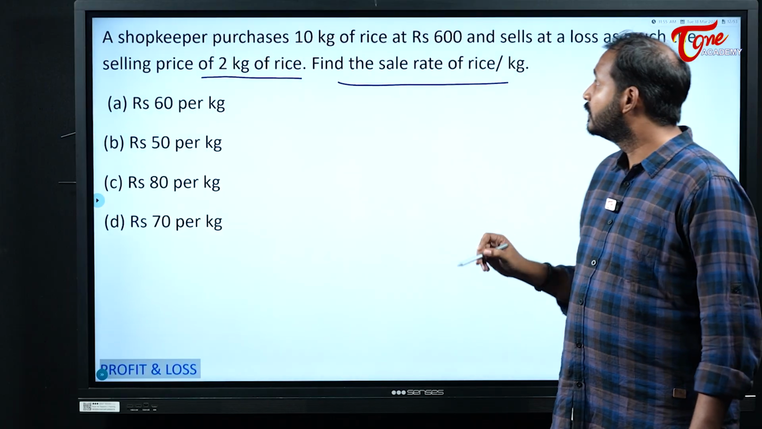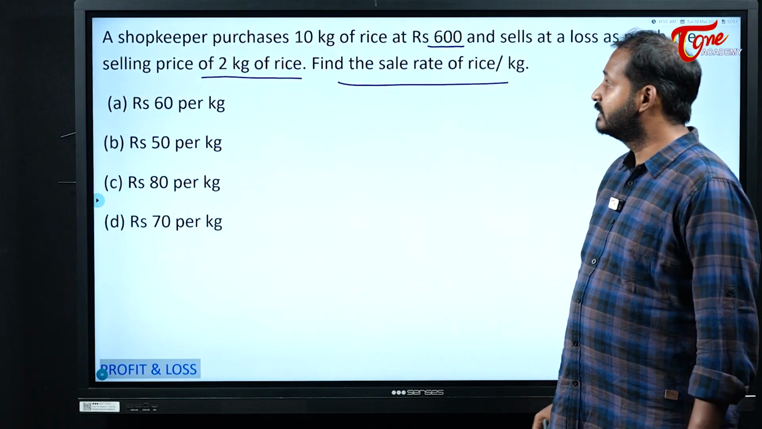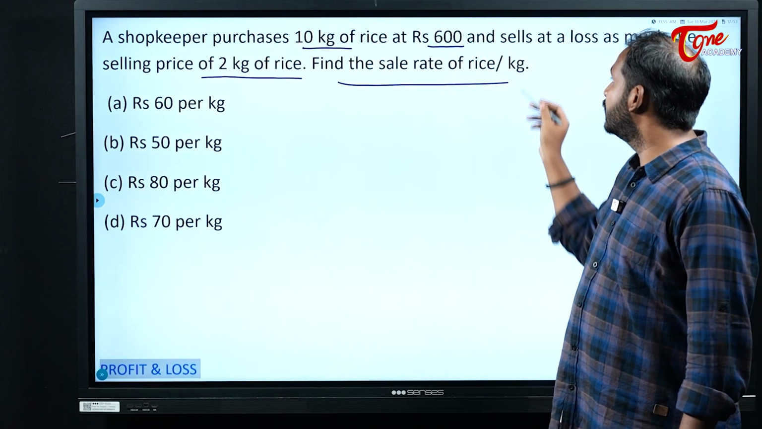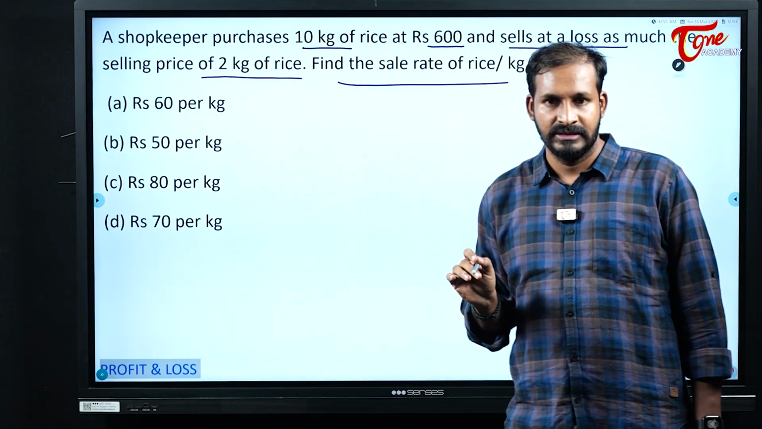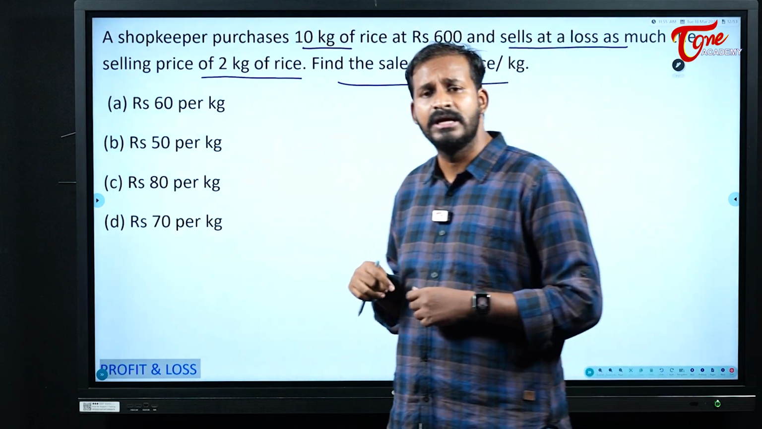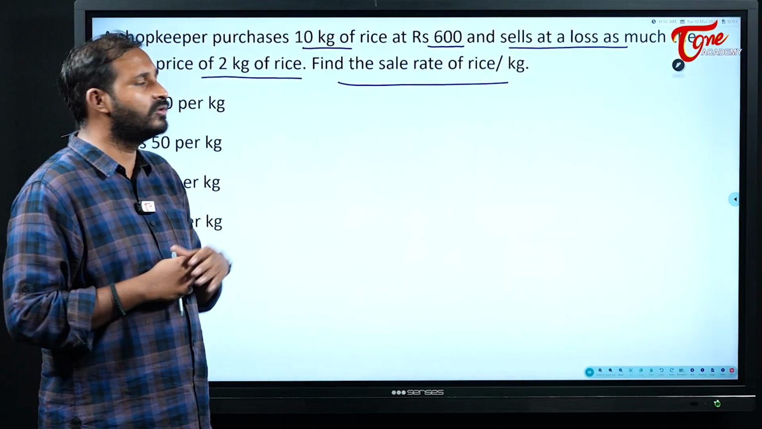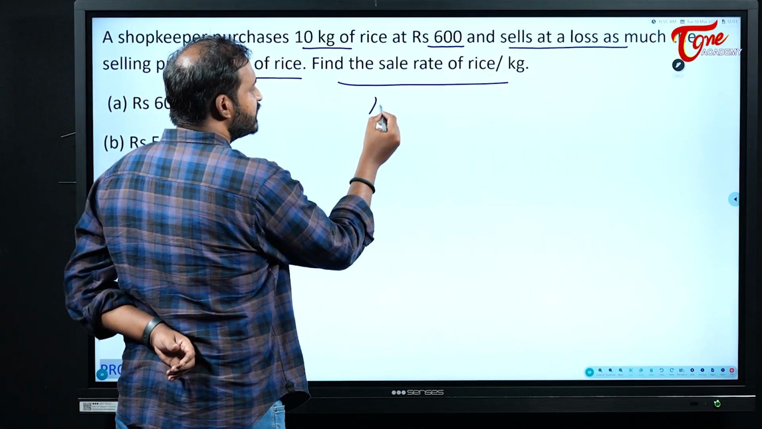Now first of all, forget about this rate for the time being. We will see it. The shopkeeper purchased 10 kg of rice, right? And obviously, he sells at a loss as much as the selling price of 2 kg of rice. Similar to our previous question, but in that case it is a profit, in this case it is a loss. First of all, we will write the relation between SP and CP and then we will go to that 600 rupees case. Now see here, in this case he is getting a loss.